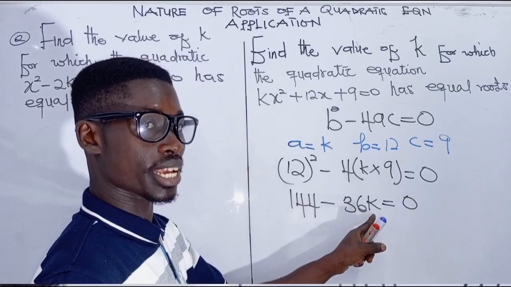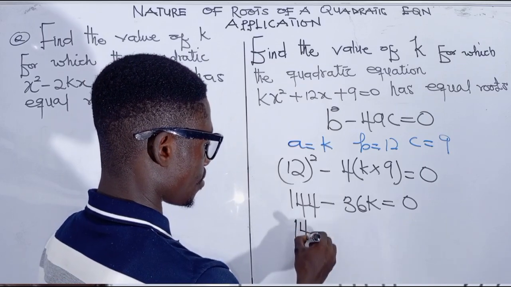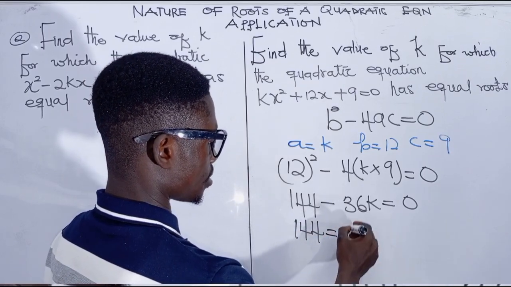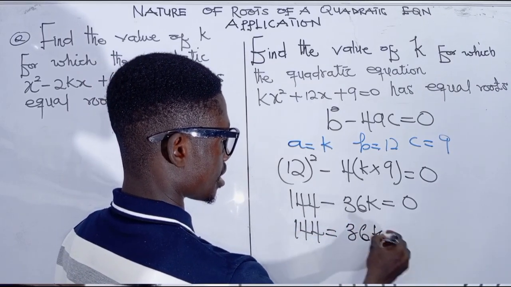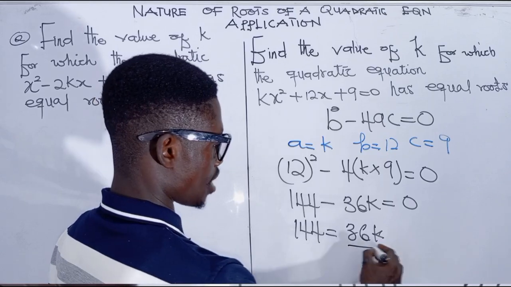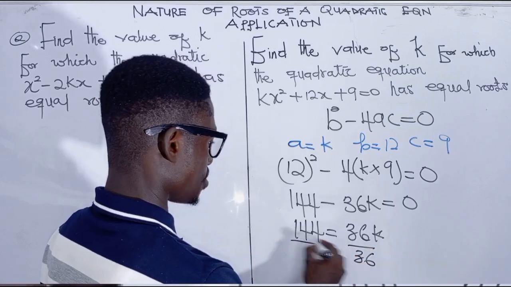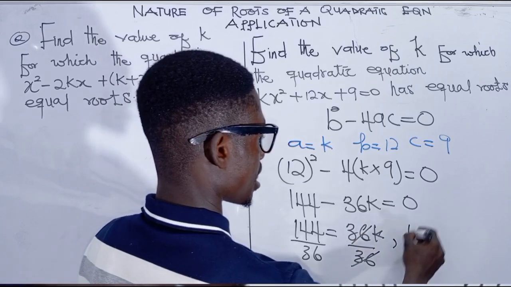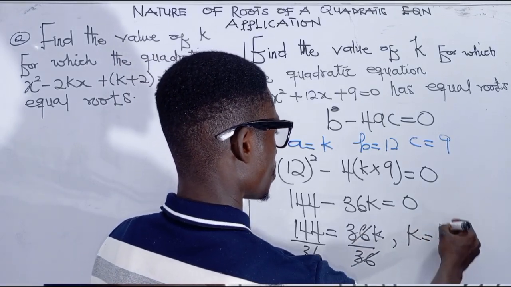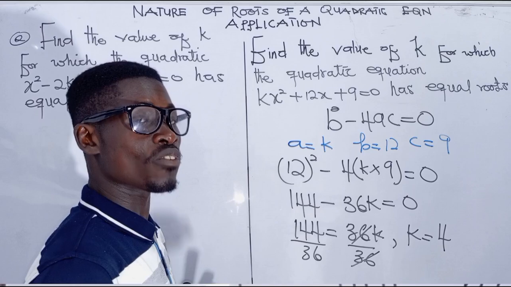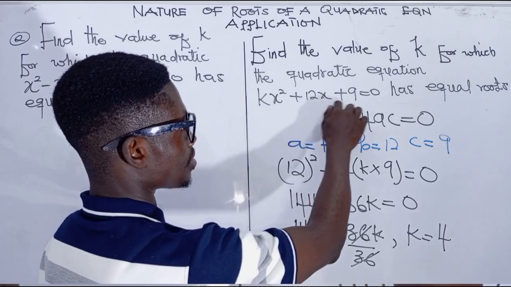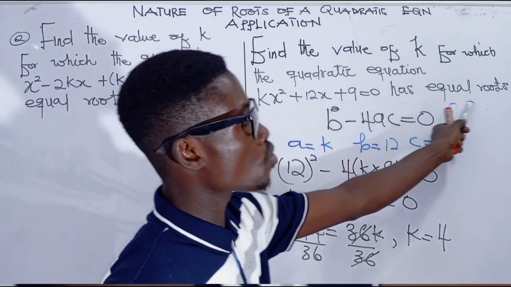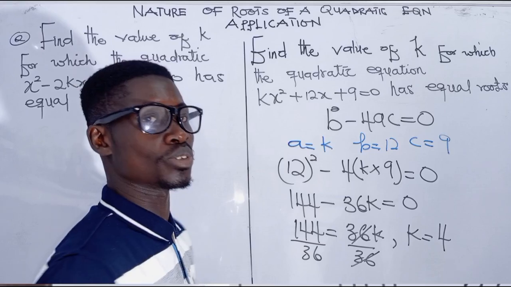We are looking for k, so we have our 144 is equal to 36k. What do we do? We divide both sides by 36. This will cancel this, so we have our k is equal to what? So the value of k, which enables this quadratic equation to have equal roots, is k is equal to 4.